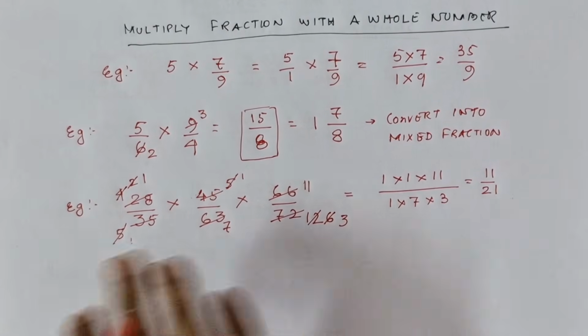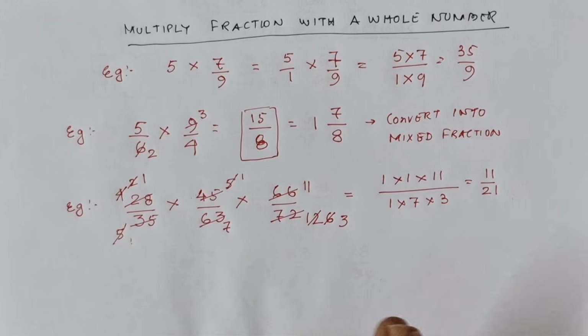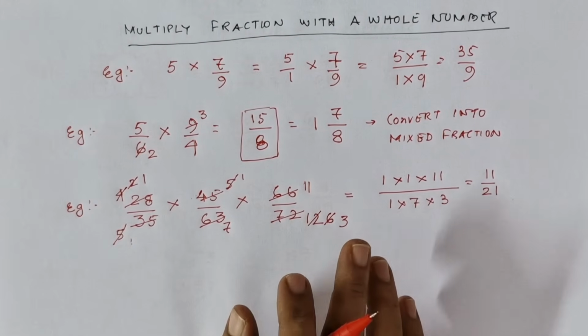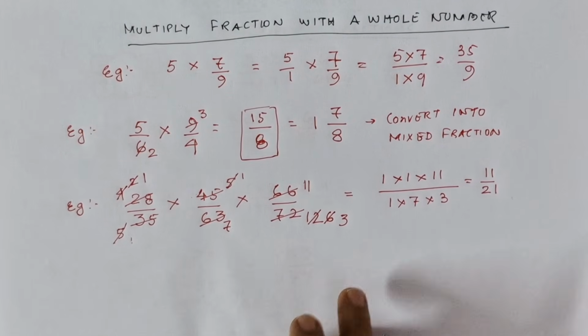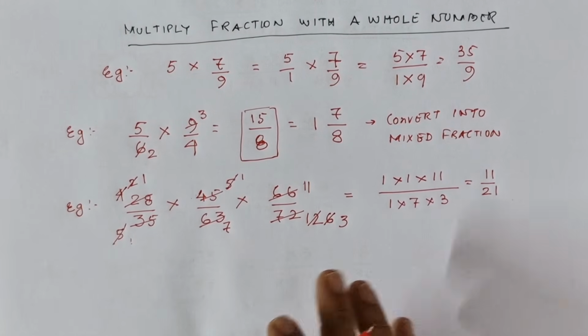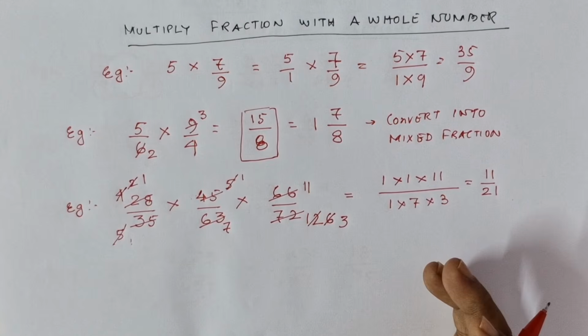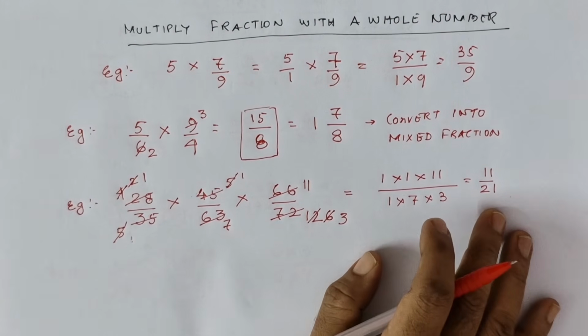Got it? So this is how you deal with multiplication of fractions, right? In the next class, what will we learn? We'll learn how to multiply a fraction with mixed numbers, right? If you have a fraction and you are multiplying it with mixed numbers, how to deal with that?